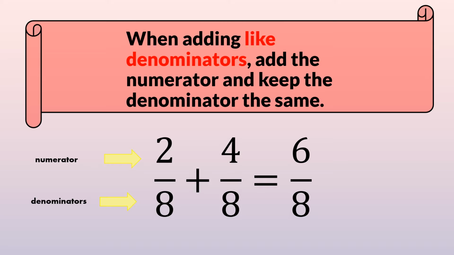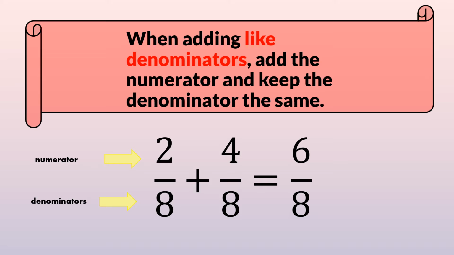When adding like denominators, add the numerator and keep the denominator the same. Let's recap. Numerators are the numbers on top of the fraction bar, and denominators are the numbers below the fraction bar. Let's look at our equation. 2/8 plus 4/8 equals 6/8.